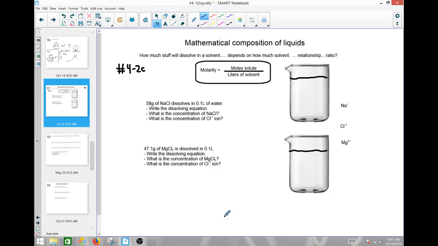This is Schweitzer, and a quick video on the mathematical composition of liquids. So the math side of solubility. All right, so here we go. Again, this is 4-2C, so it's liquids. This is the states of matter, liquids, and the calculations. This is version C. All right.